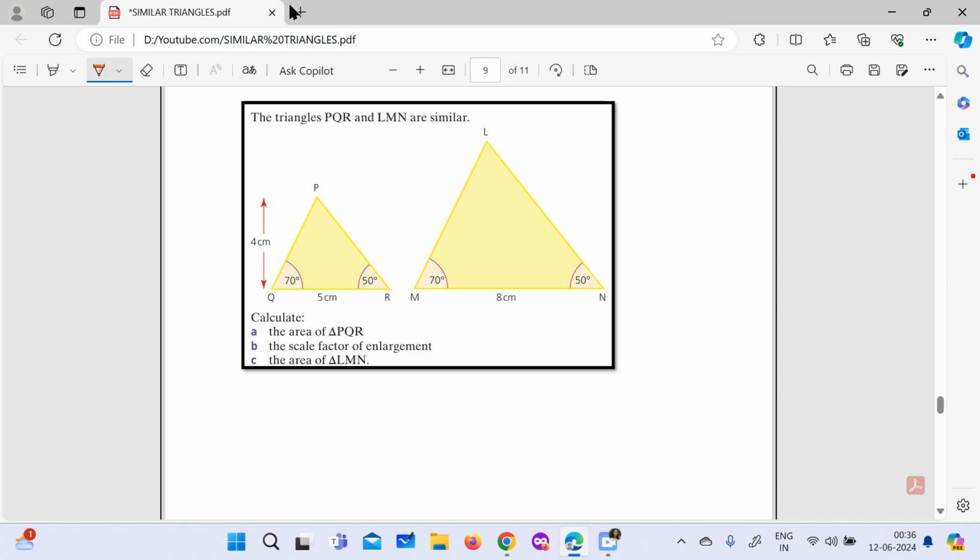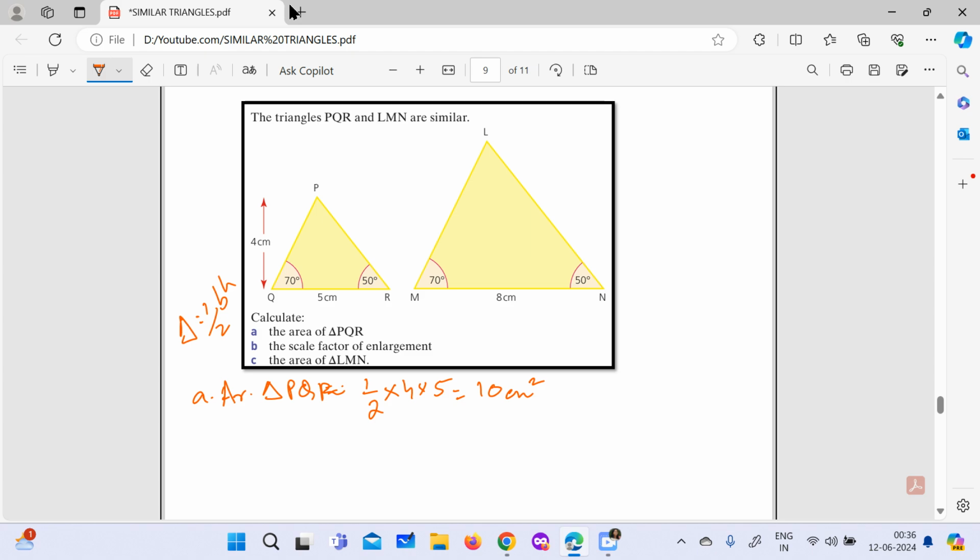Now the triangles PQR and LMN are similar. Okay, so these two are similar. Now what to do? Calculate the area of triangle PQR. Okay, that's easy, because we have the height, we have the base. So, area of triangle PQR, you know this already. Area of triangle is half base into height. So we will write half times 4 times 5, that will give you 10 centimeter squared. This part is done.